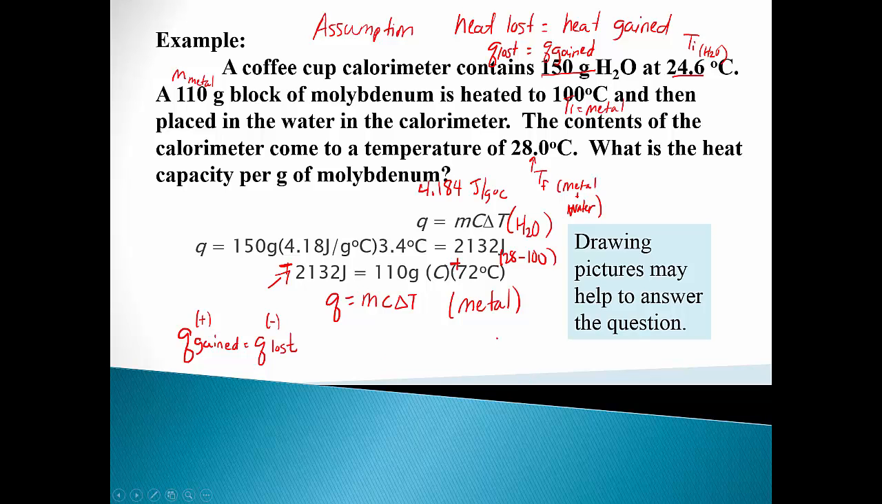So we just plugged everything in, then you just do your algebra, and we get the specific heat. Then you get your specific heat of 0.27. Does that make sense? Yes, metals are going to have specific heats that are less than 1. Okay, that's one way with just a metal.